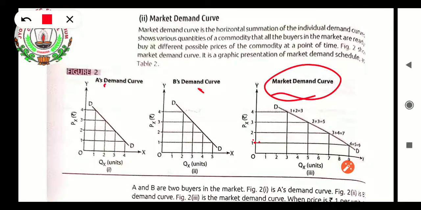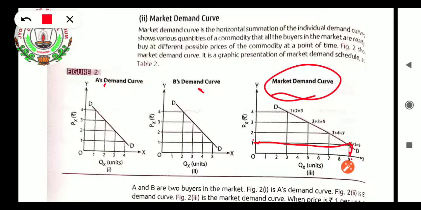When the price of the goods was 1, you can see I had plotted the demand of A and B together. What was there? 4 plus 5, it becomes 9. So 4 plus 5 equals 9. How much is the quantity? See, on the x-axis only the quantity is there. Here it is 9. So connect 9 and 1, and here is the dot we got.